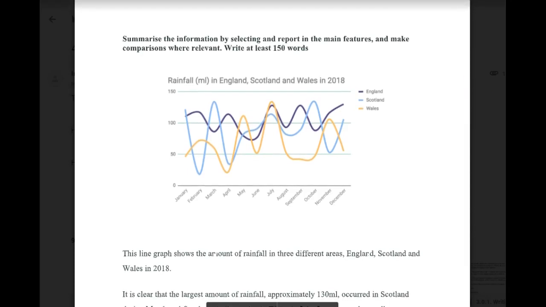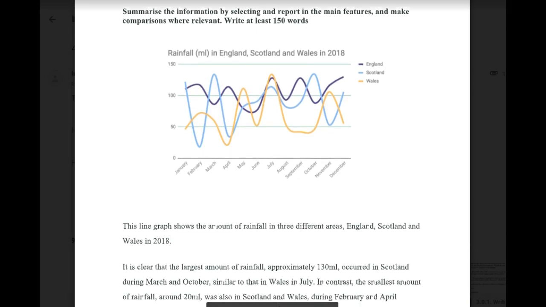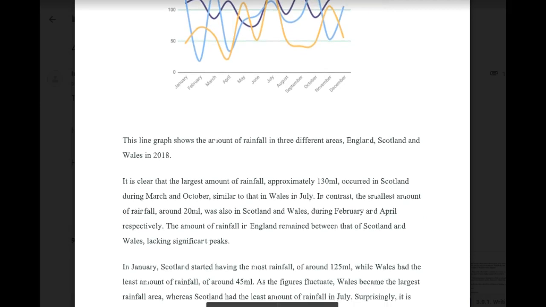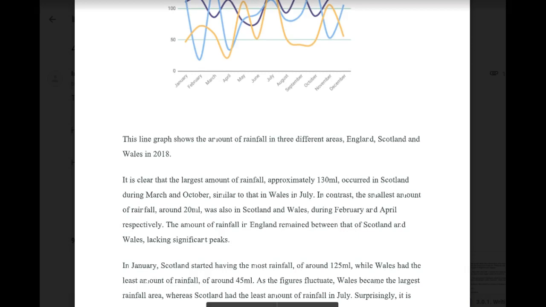Great. Let's take a look at what you did here. Task 1 is a complicated one. So let's see how you handled this. This line graph shows the amount of rainfall in 3 different areas, England, Scotland, and Wales, in 2018.